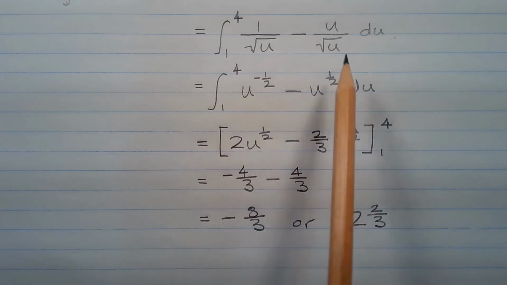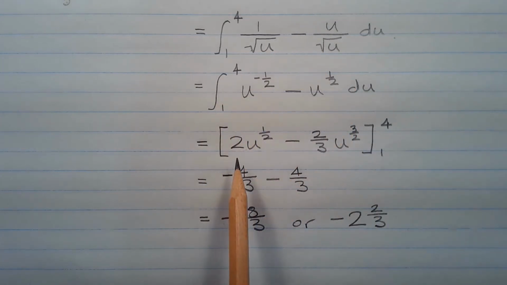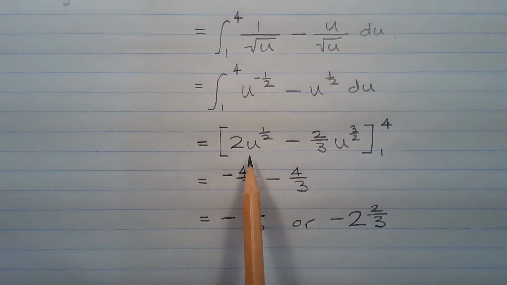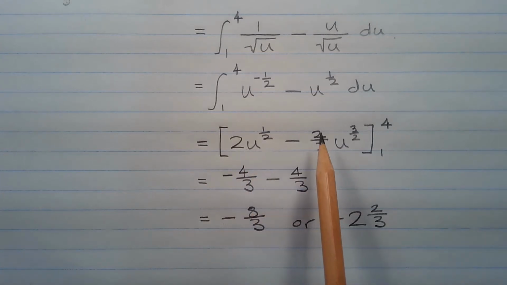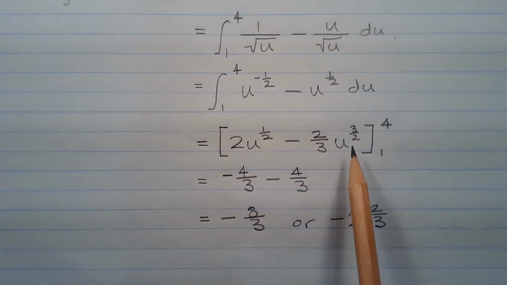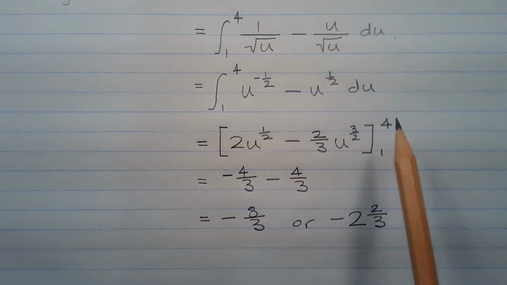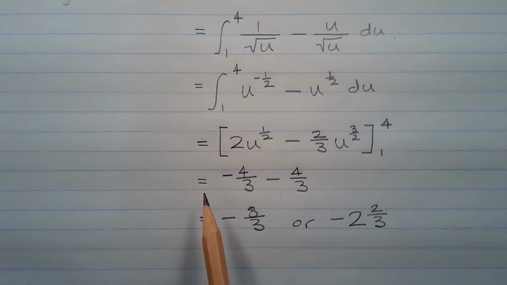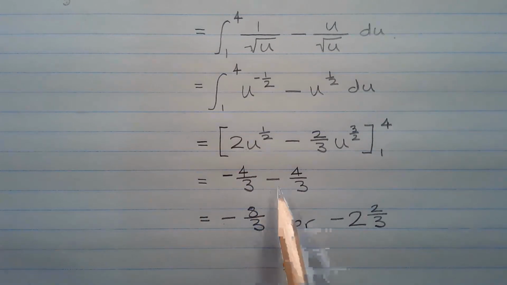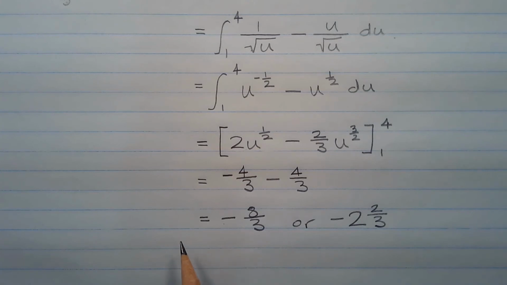So after integration, we get 2 times u to the power of half minus 2 over 3 times u to the power of 3 over 2 from u equals 1 to u equals 4. Applying the limits of integration, we get negative 4 over 3 minus 4 over 3, which equals negative 8 over 3, or negative 2 2/3.